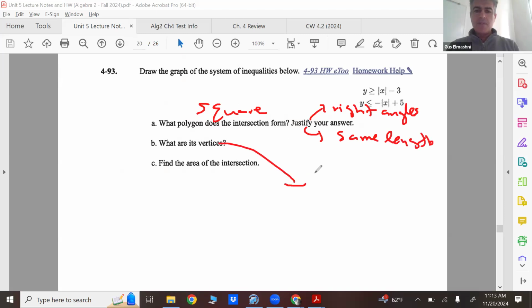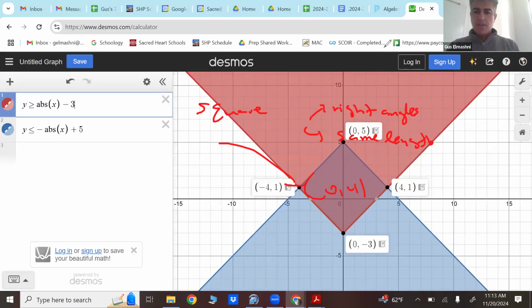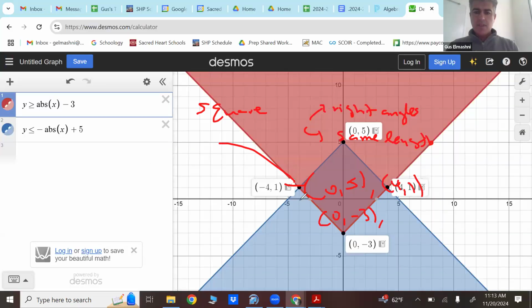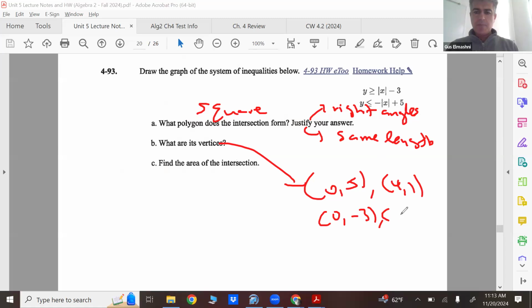The vertices were 0,4. No, 0,5. Yikes. 0,5. 4 comma 1. I think 0 comma -3. And -4 comma 1. And find the area of the intersection.